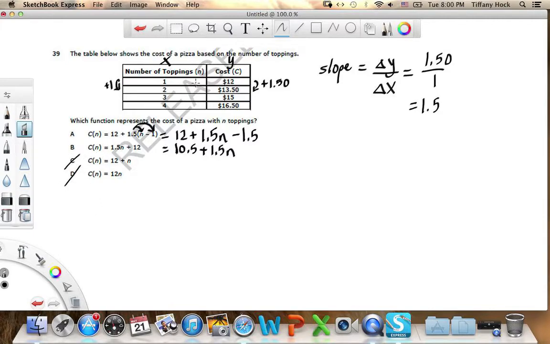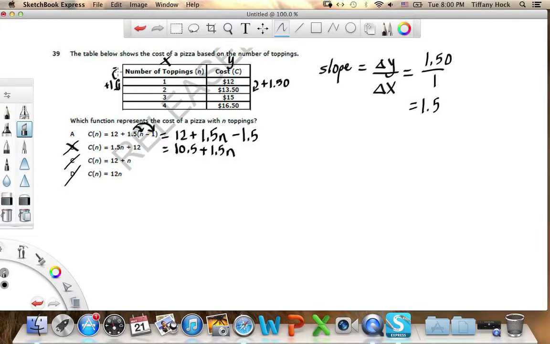Now, if you look up here, the cost looks like it starts at 12. So a lot of people would be tempted to go with B. However, I'm going to go ahead and tell you that is not correct. The reason being, the starting value needs to be what we expect when there are no toppings on the pizza. And realize that they're starting you out with one topping. They're not showing you how much a pizza costs with no toppings. So we need to kind of work backwards here.